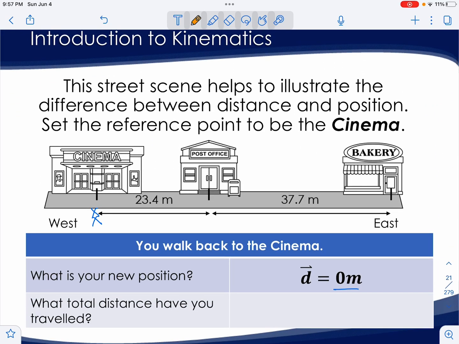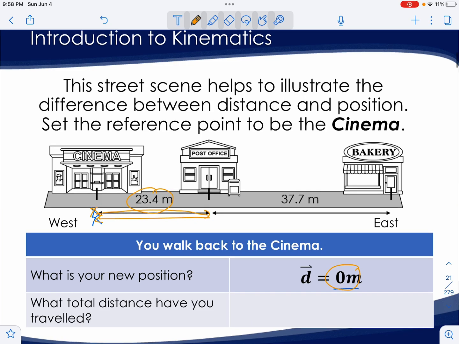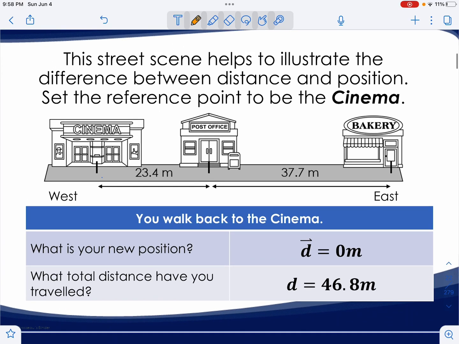Okay, so your new position is 0 meters because you're back where you started, right? Relative to the starting point, you have not traveled at all. But what is the total distance you have traveled? Well, if you started here and you walked over to here and then you walked back, you've taken a lot of steps, right? You've traveled a total of 23.4 plus 23.4. You get it twice. So that would be 46.8 meters. And again, you see this is a vector and this is a scalar.